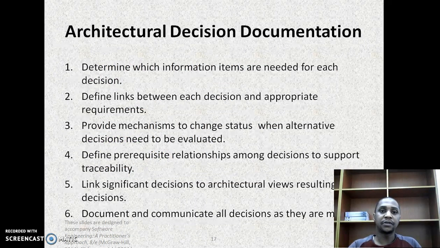So, considerations: we have architectural decision documentation. With this we have to consider the following. Number one, determine which information items are needed for each decision. Number two, define links between each decision and appropriate requirements. Provide a mechanism to change status when alternative decisions are to be evaluated. Define prerequisite relationships among decisions to support traceability. Link significant decisions to the architectural views resulting from the decision. Document and communicate all decisions as they are made.